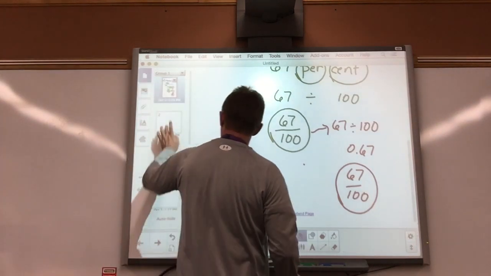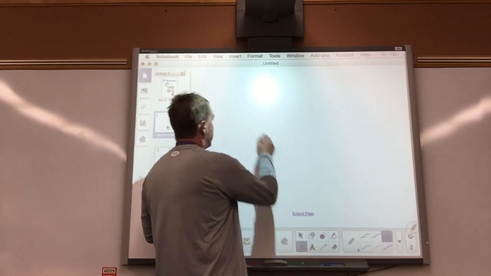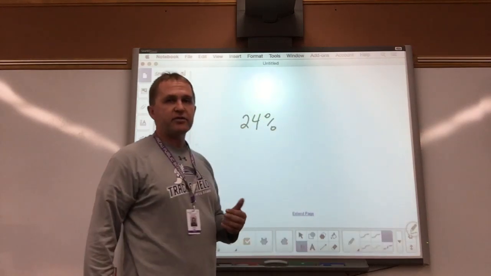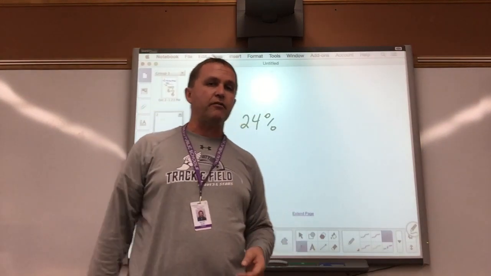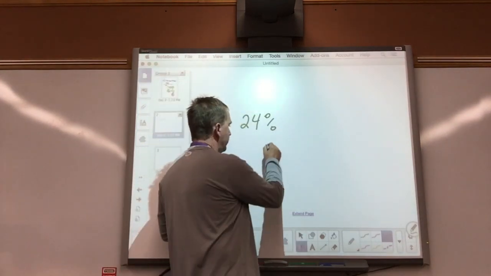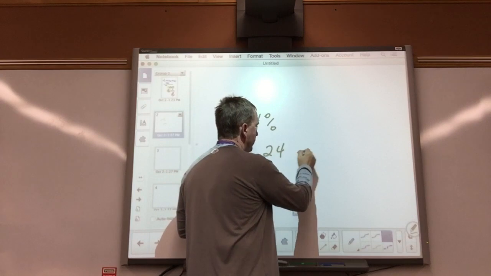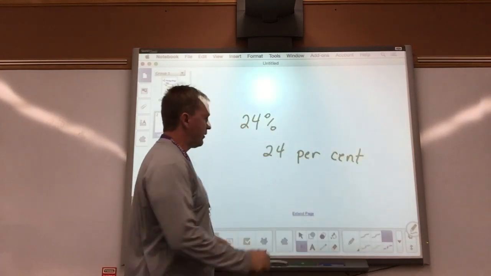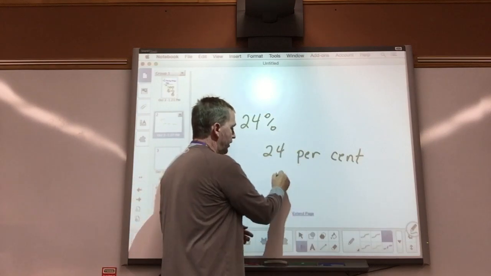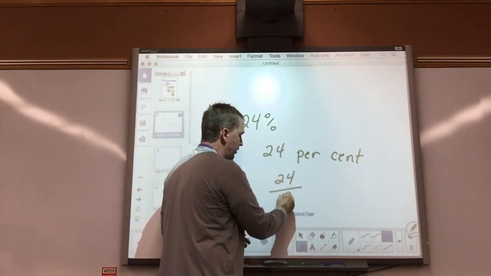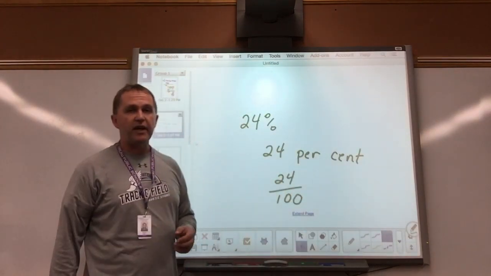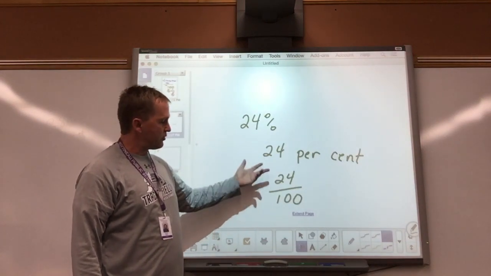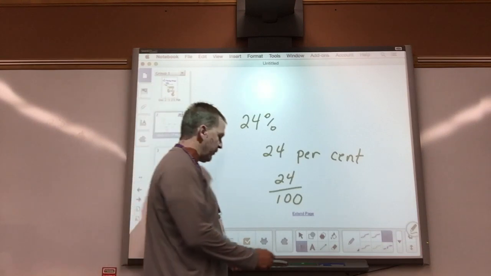Let's jump to a different page here. Let's take a percentage such as 24%, and let's assume that we're asked to take 24% and convert it to a fraction. Again, remember it's 24, and again I'll split that word up, percent, and write it two different ways. This is 24 divided by 100, and I'm going to skip the horizontal part and simply go to that. That's our answer. The only problem is that it might not be in simplest form. So what do we do to change it to simplest form?